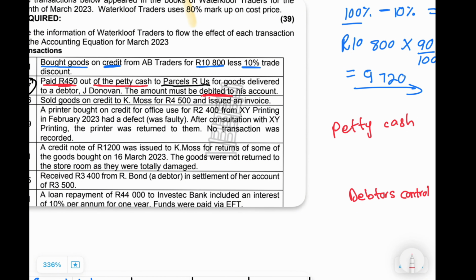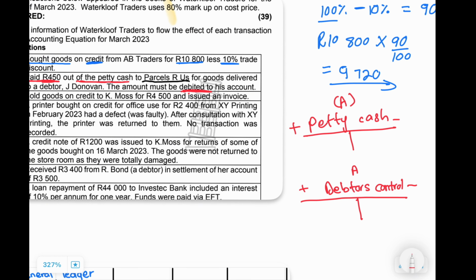So now, petty cash. What type of account is petty cash? Petty cash is an asset account. We know that assets increase on the debit side and decrease on the credit side. Then the debtors control account is also an asset account, which means it also increases on the debit side and decreases on the credit side.